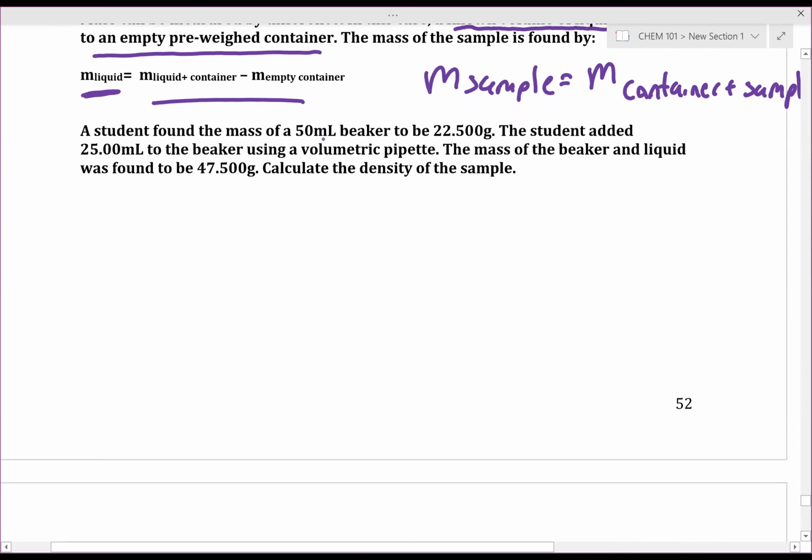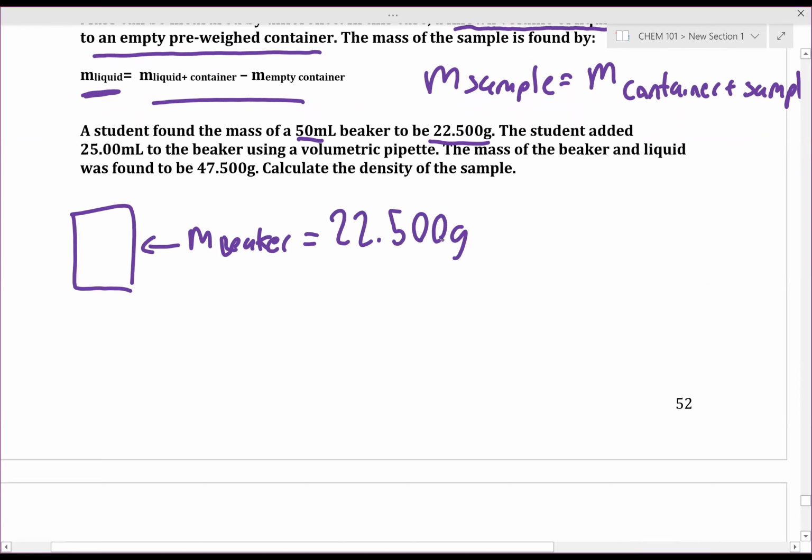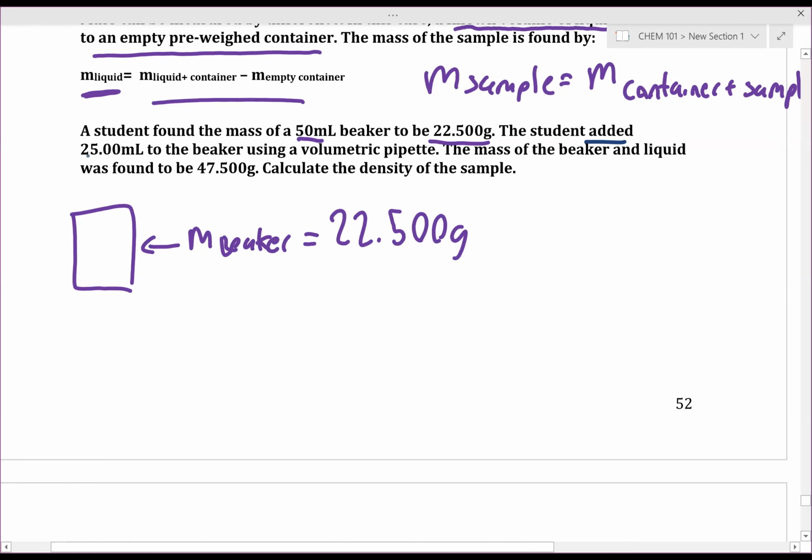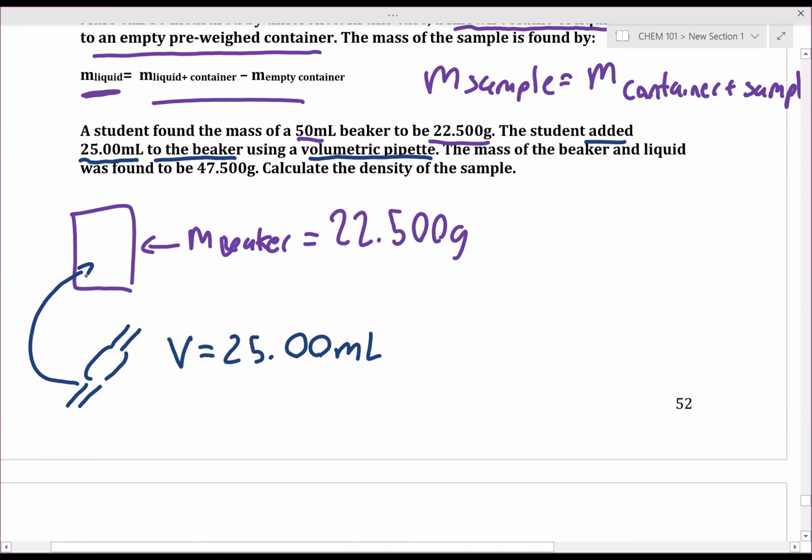So a student found the mass of a 50 ml beaker to be 22.500 grams. Okay, so I have my beaker and the mass of our beaker is equal to 22.500 grams. Perfect. Okay, next, what we're going to do, and I'm going to use a different color for this, the student added 25.00 milliliters of sample to the beaker using a volumetric pipette. Okay, so then we know that we've used a volumetric pipette with a volume of 25.00 milliliters to transfer liquid into our beaker.